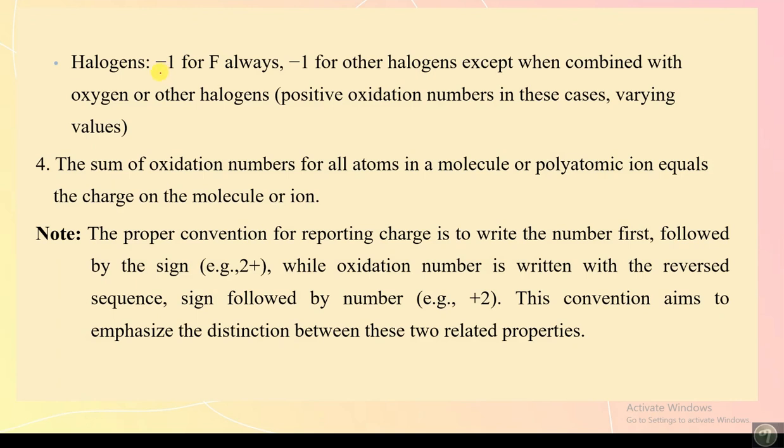Alright, the other family, the fluorine family, fluorine, chlorine, bromine, iodine, are called halogens and these halogens have a negative one oxidation state. Fluorine, for example, is always -1.